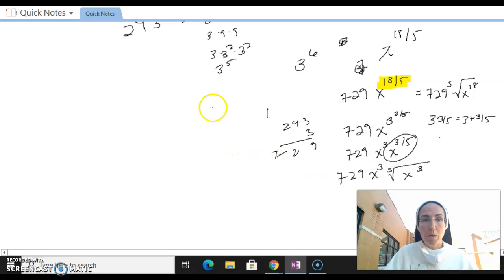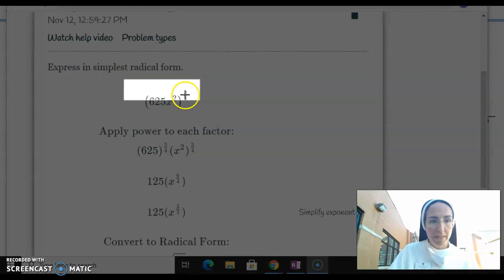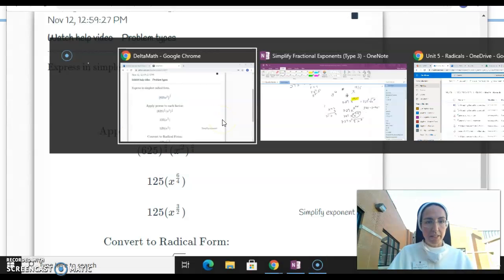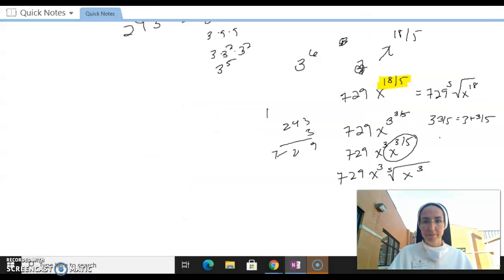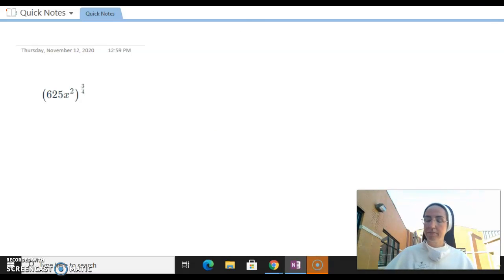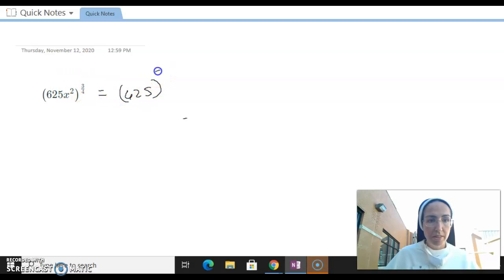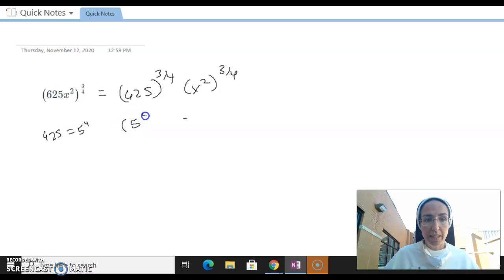Okay, so maybe we can do one more so you can see how this works. Okay, let's try this one: 625x squared all raised to the power of 3/4. So we'll apply our power to each number. 625 to the 3/4 times x squared to the 3/4. Then we'll simplify. We know 625 is the same thing as 5 to the 4th. So we'll rewrite it in lowest base, 5 to the 4th to the 3/4.